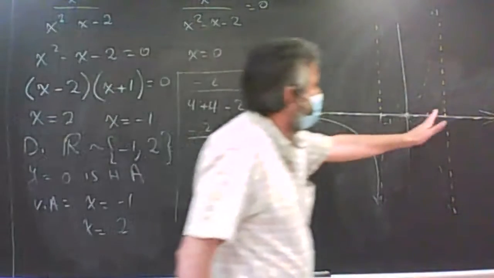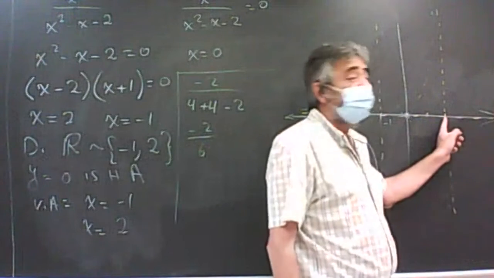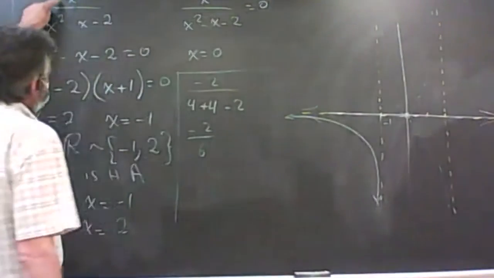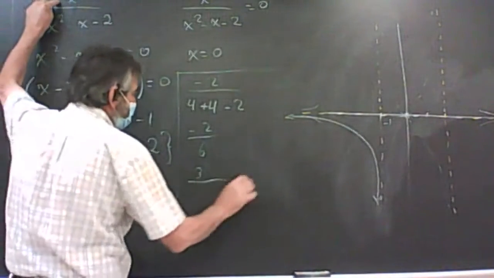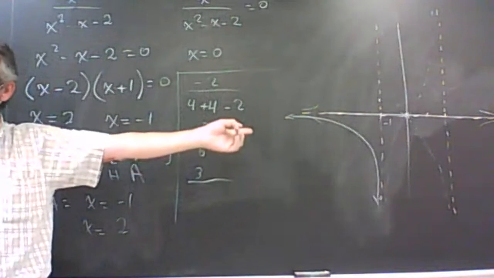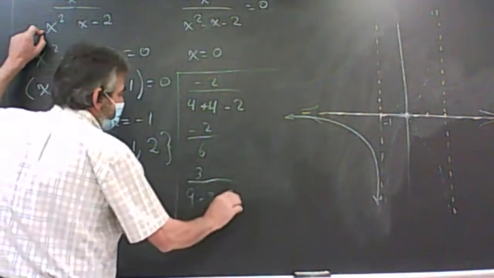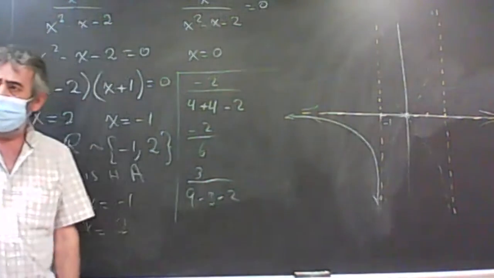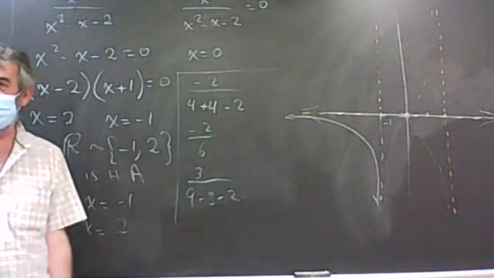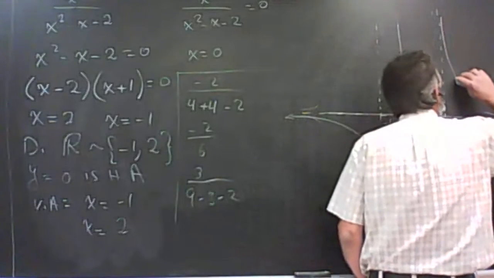Okay, let's see what happened on that side. On this side, I need a number bigger than 2. Yeah? So let's take a 3. I'm going to put a 3. Again, I just want to know if it's more than 0 or less than 0 in this case, right? So 3 over 9 minus 3 minus 2. Yeah? So what do I get? 3 over 4, and that's positive. So I am on this side. It's going to be this way.